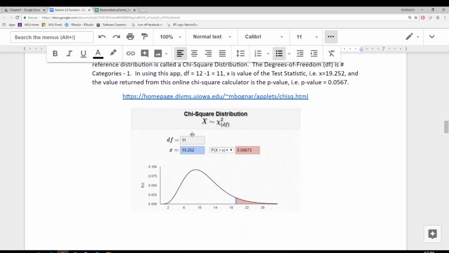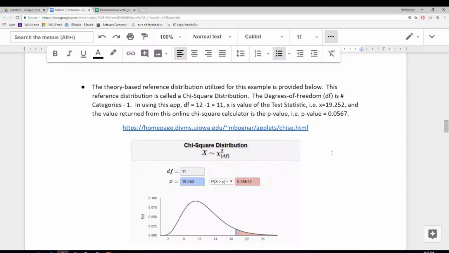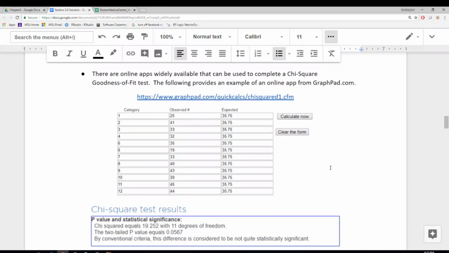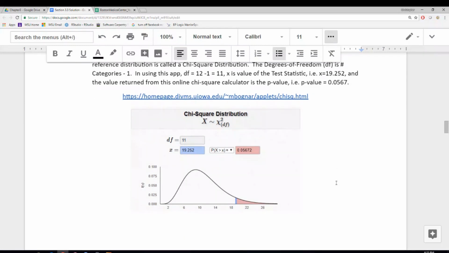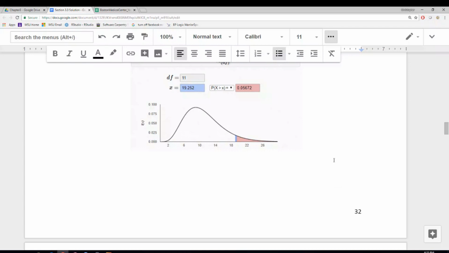So here, I'm just showing you that if I put in the value for the degrees of freedom of 11, and I put in my test statistic value here of 19.25, I get the p-value returned. So this is using what's called the chi-square distribution in order to obtain the p-value. Or I should say the spreadsheet and the online app up here are using this theoretical distribution in order to obtain this p-value. And again, that theoretical distribution is based on an infinite number of dots. So that's the right thing to do. It's kind of the best situation that we can have.